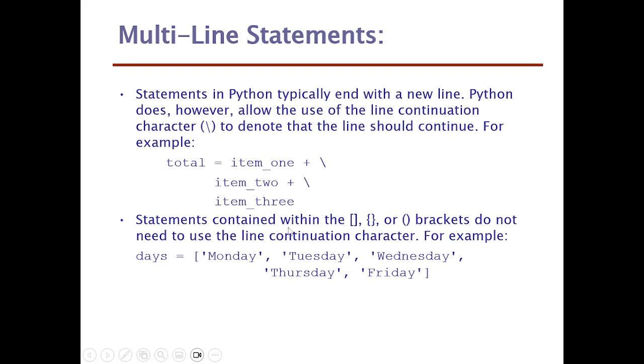Statements contained within square brackets do not need to use the line continuation character. For example, this one. Once the items are included in an array like this, you do not need to put the backslash. The difference is that the earlier one is for numbers or strings, and this one is for arrays or lists.